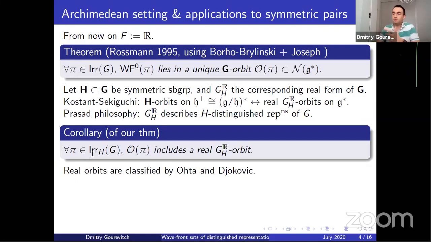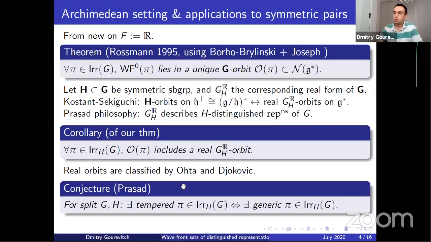It also enables, so it's a very nice formulation of the theorem in this case, because real orbits are classified by Ohta and Djokovic. So our condition that the orbit intersects the H orthogonal complement, there are just lists of all orbits which do this. So our answer is very explicit in this case.